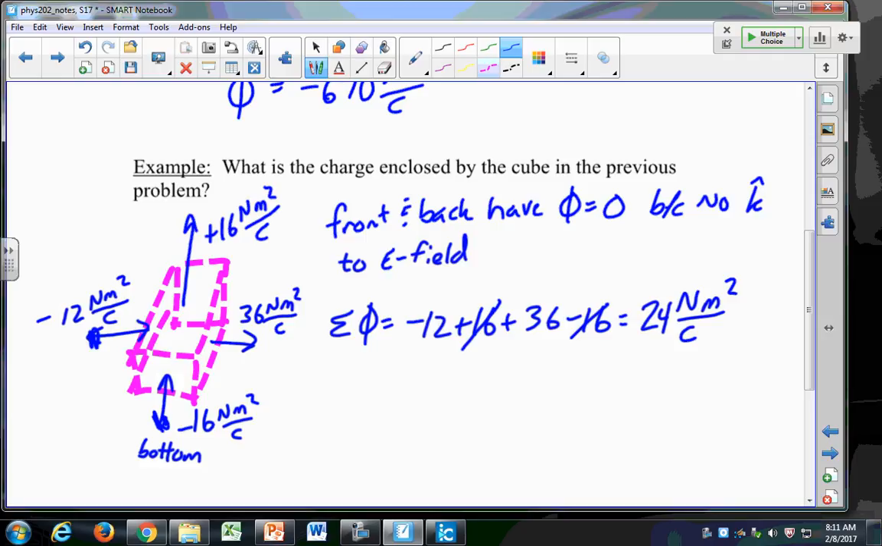Now if I want to know the amount of charge in that box, I say Q is epsilon naught times phi. That's just Gauss's law rewritten a little bit. And it works out to be 2.1 times 10 to the minus 10 coulombs, so like 0.2 nanocoulombs.